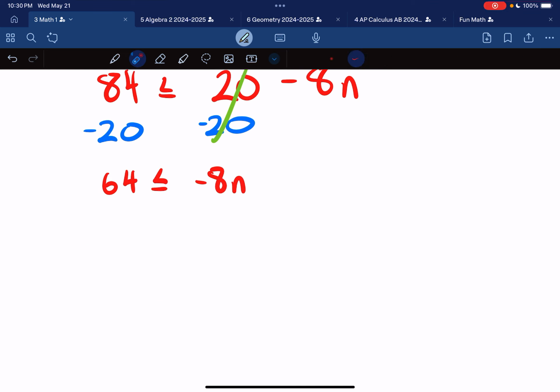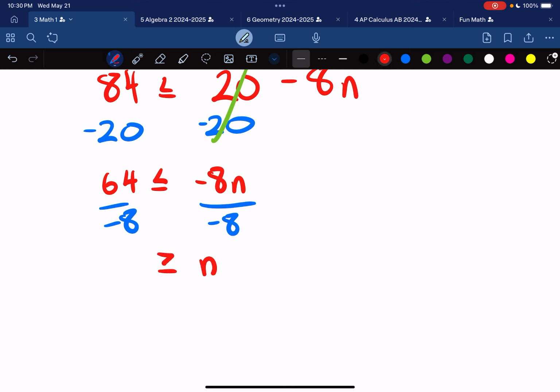I need to get rid of this -8, which is being multiplied by the n. The inverse operation of multiplying by -8 is to divide by -8. Dividing both sides by -8 results in a sign change, because we are dividing by a negative in this case. So we have a greater than or equal to, n is going to be on the right-hand side, and I have a positive divided by a negative, which is a negative, and 64 divided by 8, which is 8.